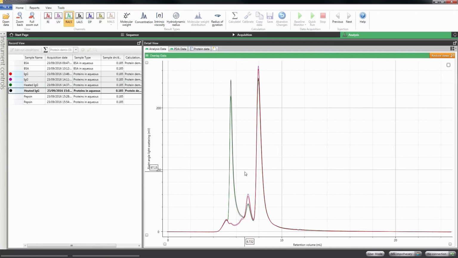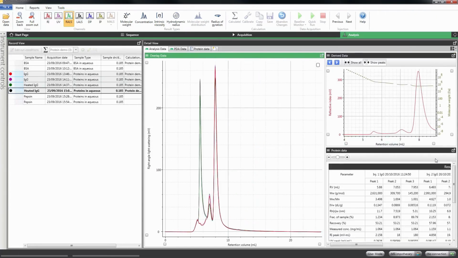So we get a very nice visual representation, both of the precision, the repeatability of the couple of duplicate injections, which are nice and consistent, and then the difference between the raw and the heated samples. So it's a really nice, quick way to compare samples.